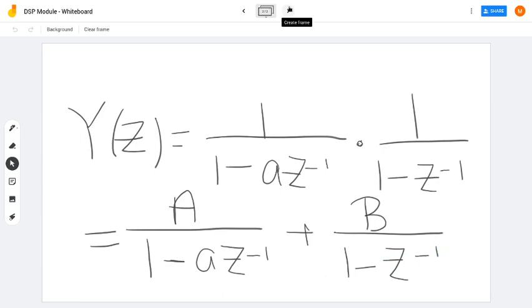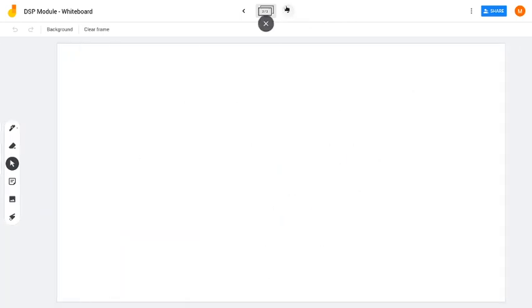Now what about the region of convergence? Of course the region of convergence has to be the intersection of the ROC of this term and the ROC of that term. The ROC of this term is modulus z larger than modulus a, and here modulus z larger than 1. So the ROC should be the intersection of these two. So it would be like this.